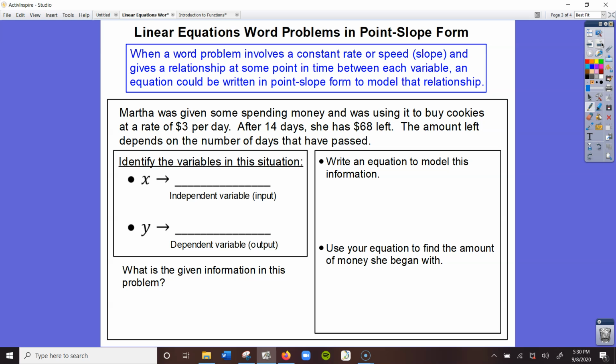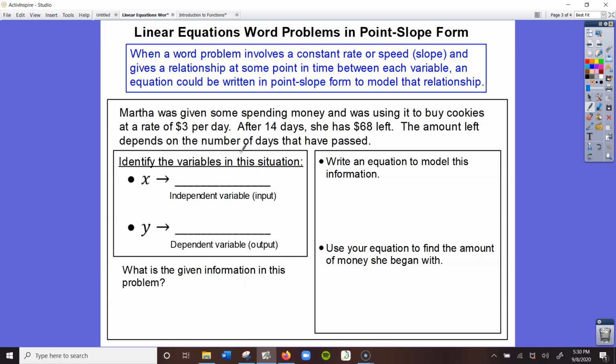Now, in the following two examples, our given information is not going to be so clear-cut in the sense that we're going to have slope and y-intercept. We'll have to use the given information in point-slope form to be able to write the equation in slope-intercept form.